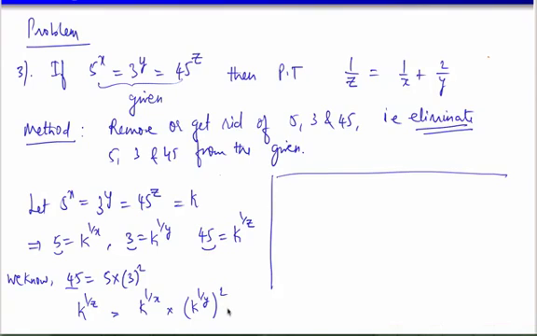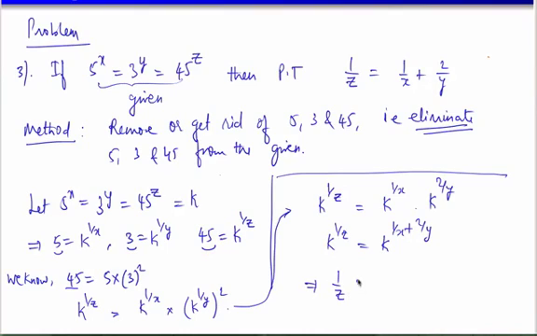So from this step, I write this as k raised to 1 by z is equal to k raised to 1 by x into k raised to 2 by y. So by laws of indices, I can write this as k raised to 1 by x plus 2 by y. So this implies 1 by z is equal to 1 by x plus 2 by y. Hence proved. So are you following how we approach this solution?